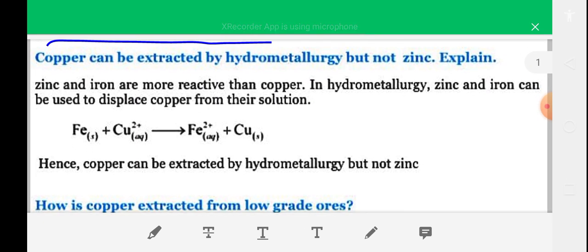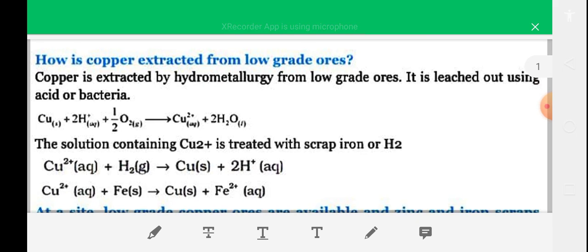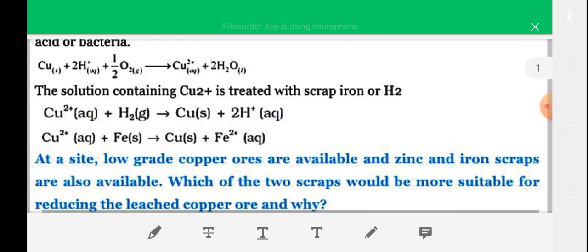Now one question: copper can be extracted by hydrometallurgy but not zinc, not required, okay. And how is copper extracted from low grade ores? Not required, okay.